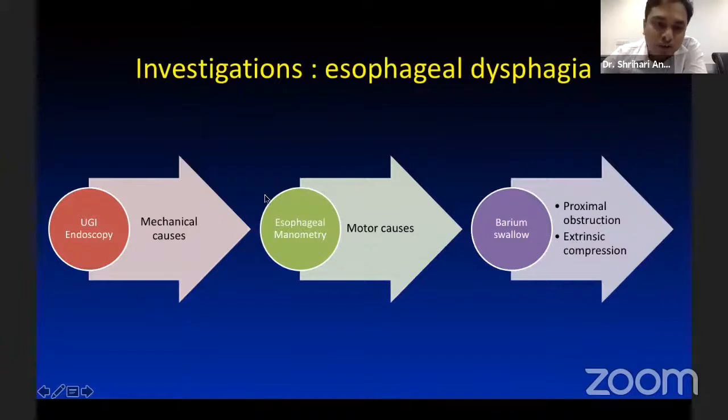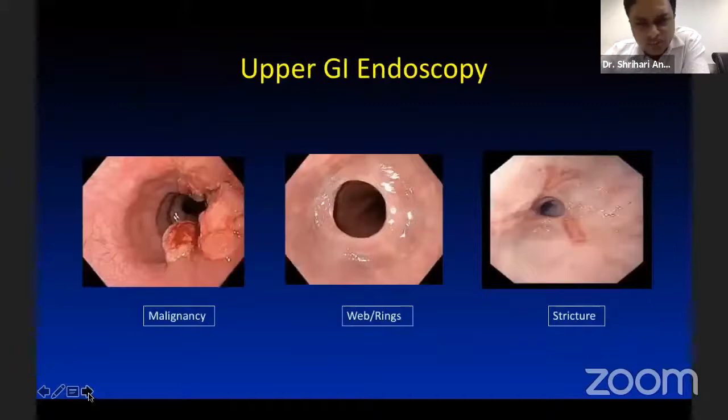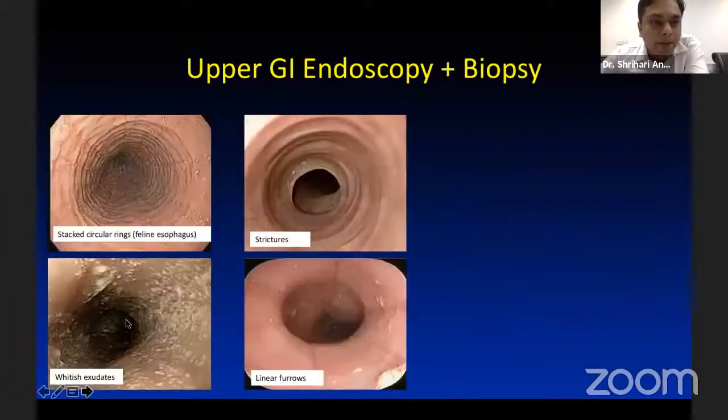It adds on to the value of these investigations, as Dr. Mittal had discussed, that we need to have complementary tests before we reach a conclusive diagnosis. The common entities that you encounter while doing an upper GI endoscopy would be something like growth or malignancy, some webs or rings, or stricture causing mechanical dysphagia.